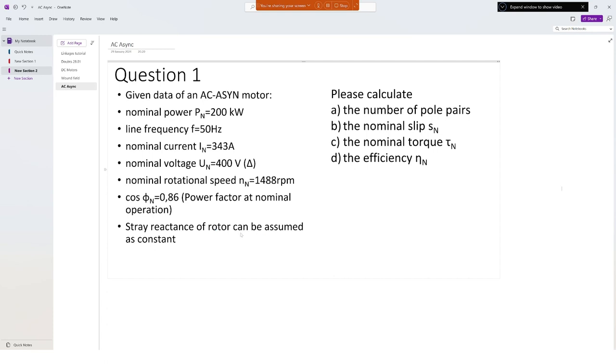Stray reactance of rotor is assumed as constant. Always do that. The question doesn't have to mention that. Within this course, those are the approximations we are making.